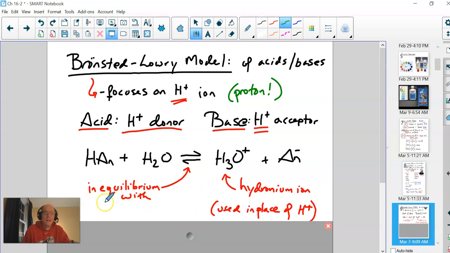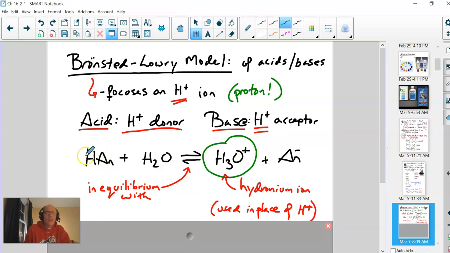That's a new symbol that we're going to have some phrasing for. We're going to say "is in equilibrium with." This is the equilibrium symbol right here. And what this means is that reactions can go forward, but they can also go in the reverse direction. And another piece of new chemistry is this right here. That is the hydronium ion.